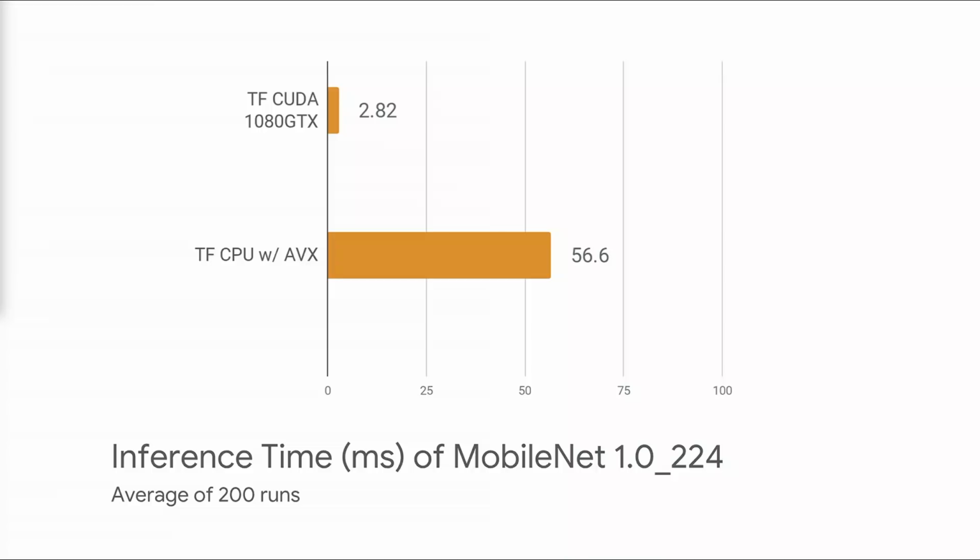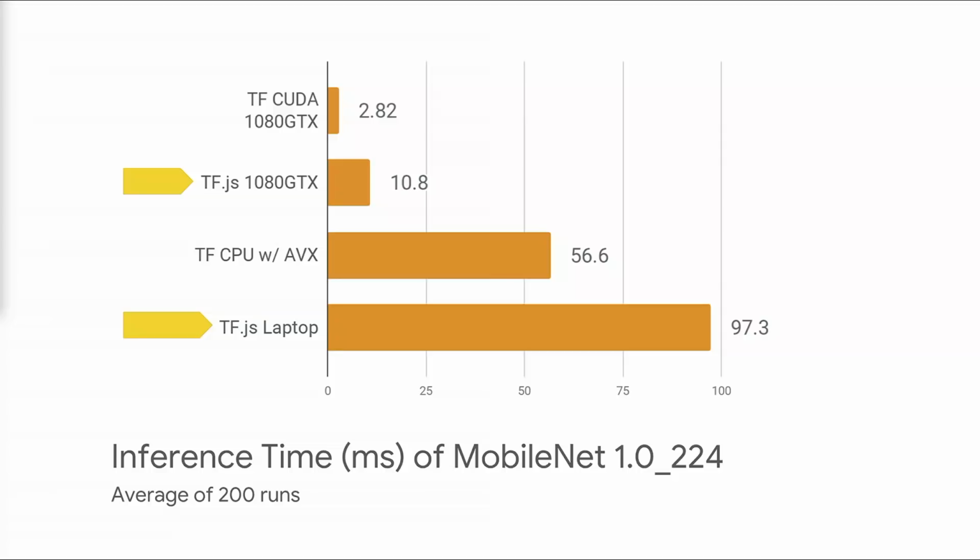All right, where does TensorFlow.js fit into this picture? Well, it depends. So running on that 1080 GTX, that beefy machine, we're getting about 11 milliseconds for a frame. On TensorFlow.js running on an integrated graphics card on one of these laptops, we're getting about 100 milliseconds per frame. I just want to point out that 100 milliseconds is actually not so bad. That Pac-Man game was running with this model, and you can really build something interactive with that.